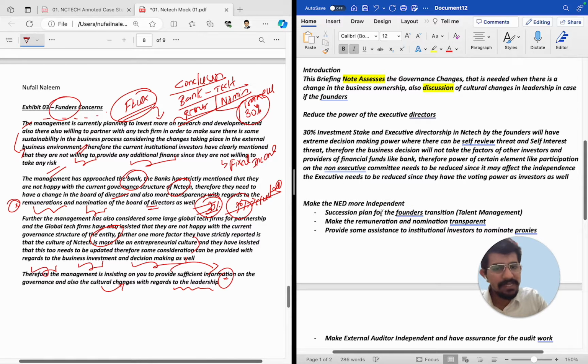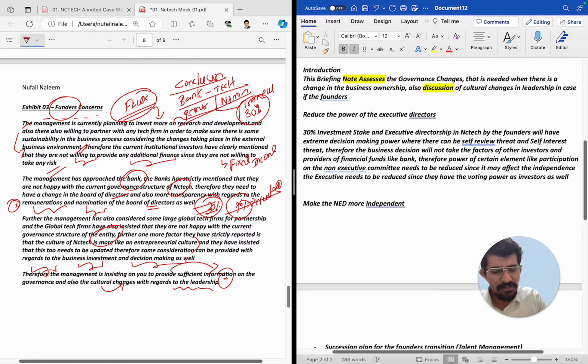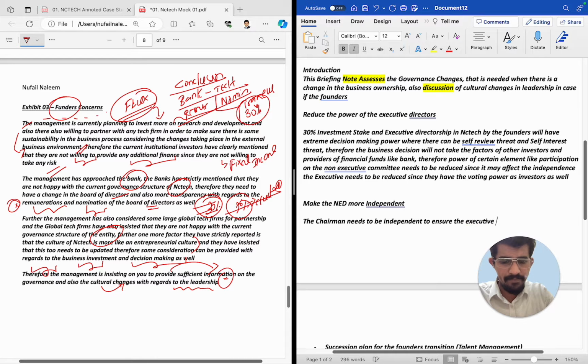And then students, make the NED more independent. So I just write down here, the chairman needs to be independent to ensure the executive board has a better business point of view on decision making.